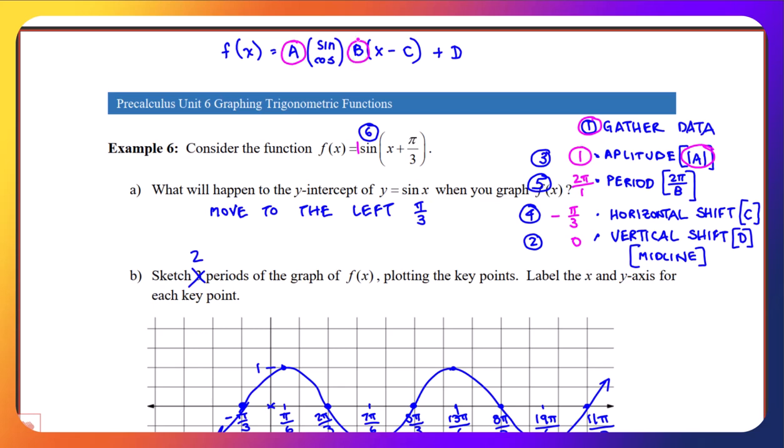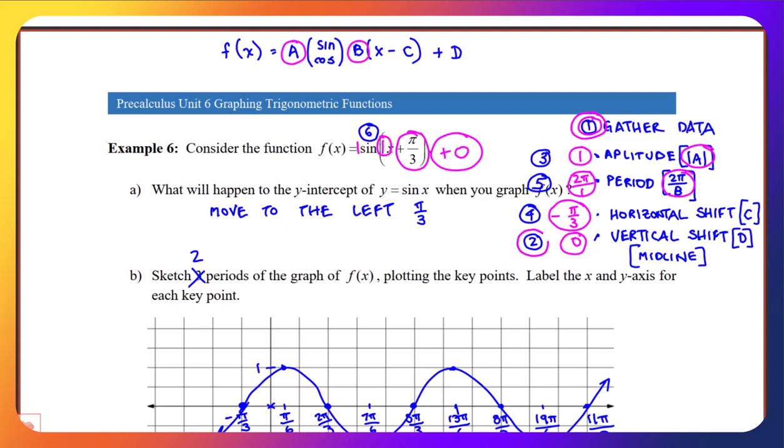B is the number in front of the X, that's 1. So the period is 2 pi over B, or 2 pi over 1, or just 2 pi. The horizontal shift, that's going to go to the left, pi over 3. And because there's nothing added at the end, we can pretend it's +0, and the vertical shift is 0. So again, step 1 is to gather the data.